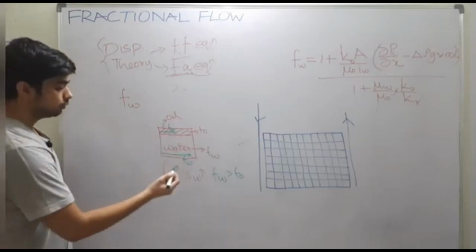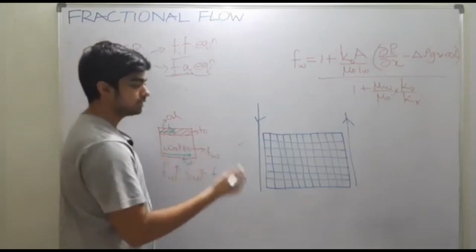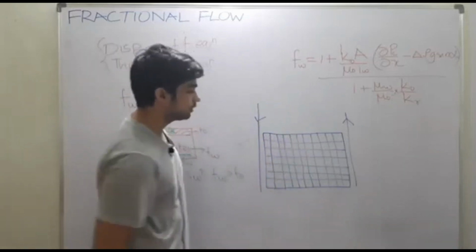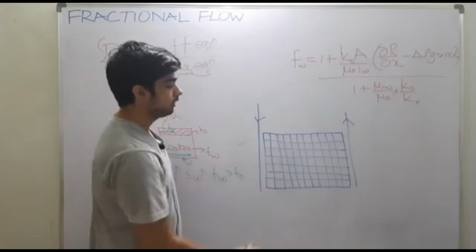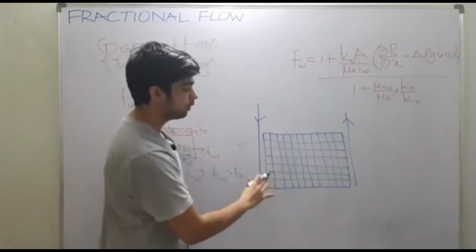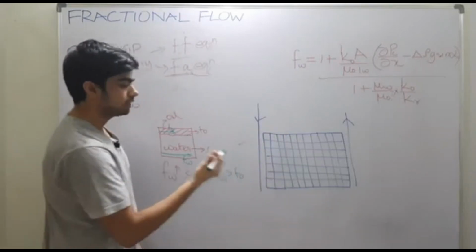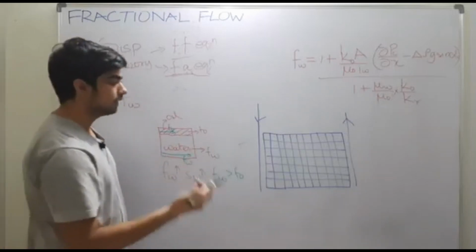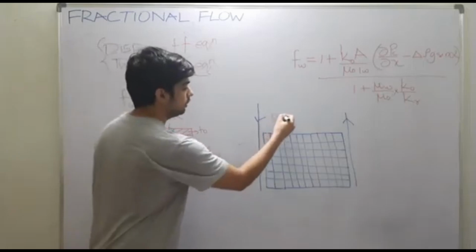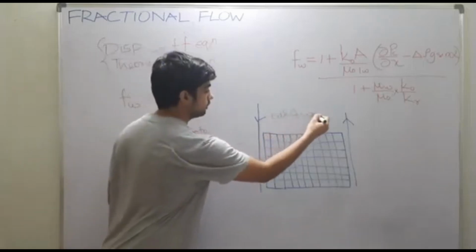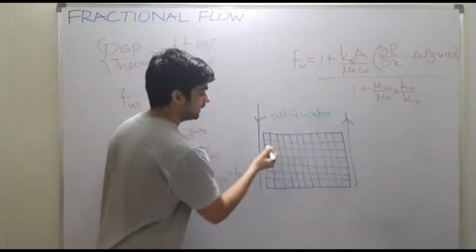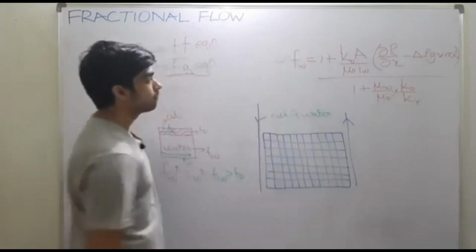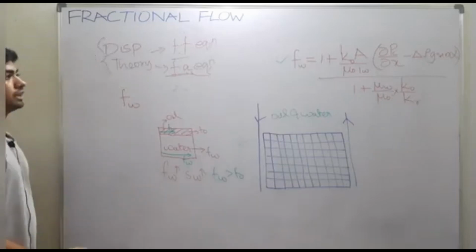Similarly, we can define this movement for each and every liquid at each and every point of this reservoir. So this is a reservoir, and the reservoir is divided into several blocks, and each block will have some saturation. Depending upon the saturation, we can define the movement of oil and water at each and every block. So this is the application of the fractional flow equation.